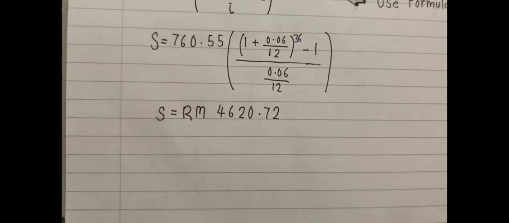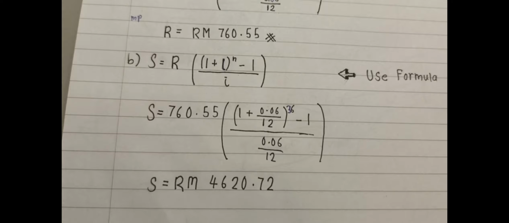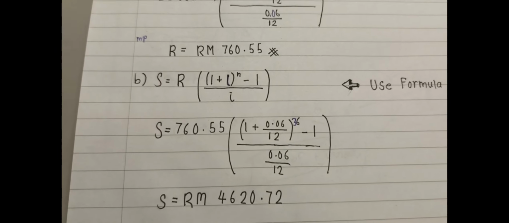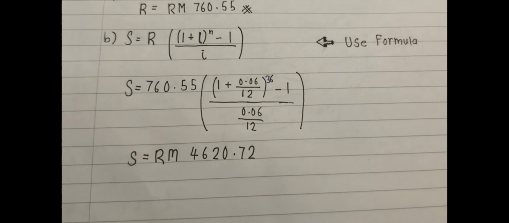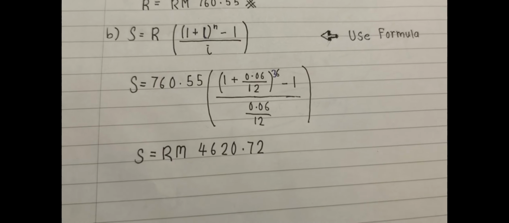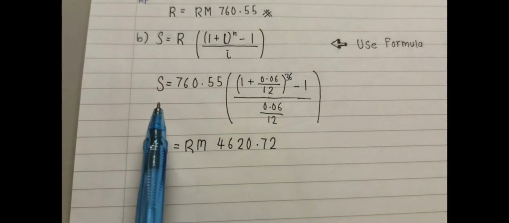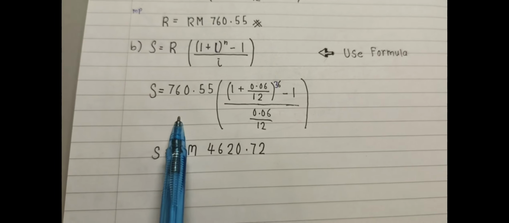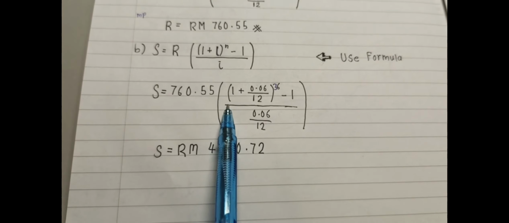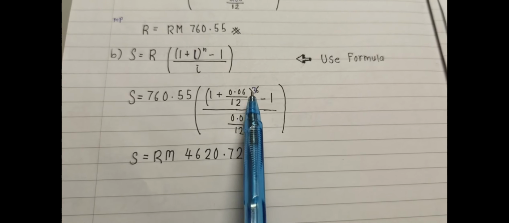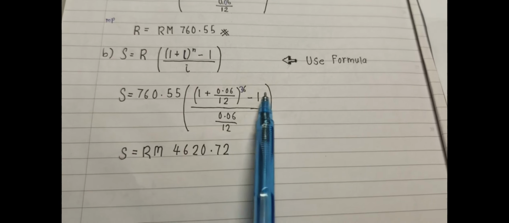Okay, for now, I'll be solving question 2B. In question 2, we need to find the amount that he must pay on the 6th payment to settle the outstanding arrears if he failed to pay the first 5 monthly payments. To solve this question, we first need the right formula, which I've written here. S equals 760.55 cents, open the bracket, open another one, 1 plus j, close the bracket, to the power of n, over j again, minus 1, and we close the bracket.